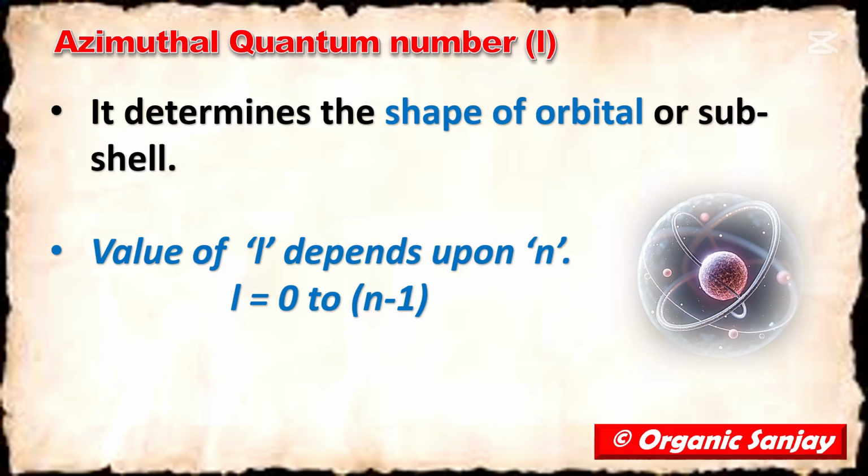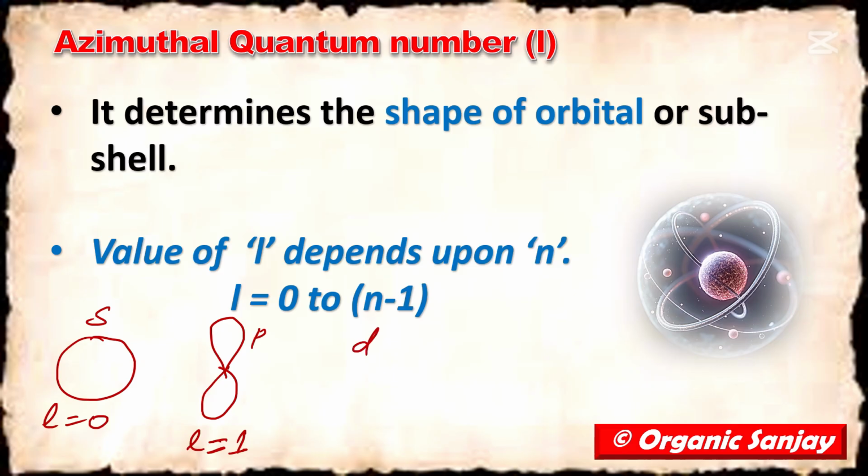If the shape of the electron cloud is spherical, then L is equal to 0. If the shape of the electron cloud is somewhat dumbbell-like, then L is equal to 1. Previously we used to write s, p, d, f, g. For that we write L is equal to 0, 1, L is equal to 2, L is equal to 3, L is equal to 4, and so on.